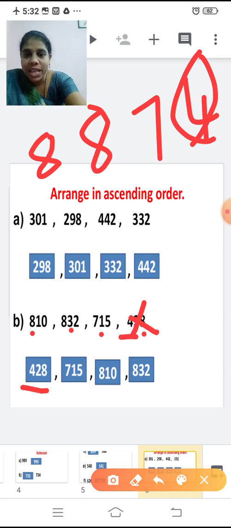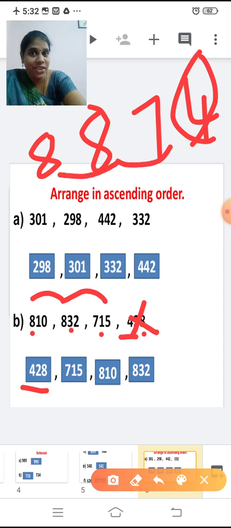Now compare between these three numbers. Which is the smallest number? 7, right? So now 715 is the smallest. So write it down, 715.